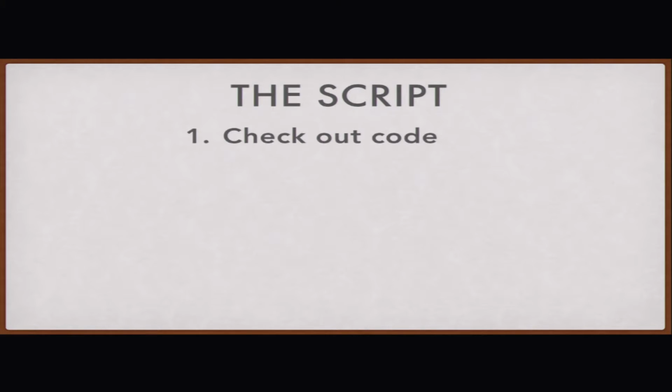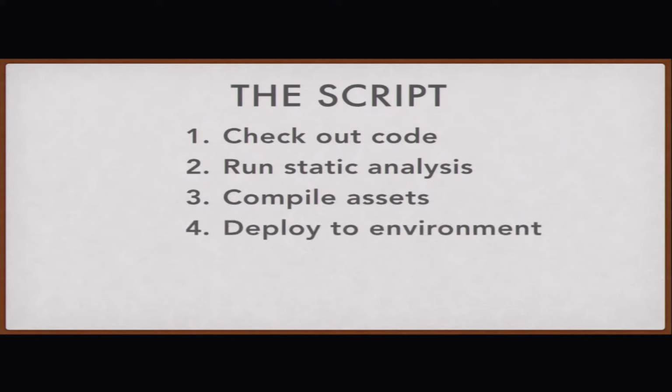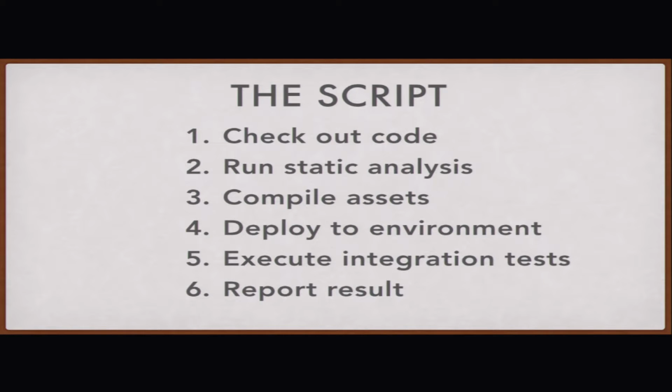So this script will change depending on your environment, but this is a high-level view of what happens when you initiate a build. It's going to check out the code, run static analysis, compile the assets if that's applicable, deploy it to the environment, and then run integration tests, so automated browser testing, and then report on the result to whatever channels you have. So let's look a little closer at the testing part, static analysis and integration tests.